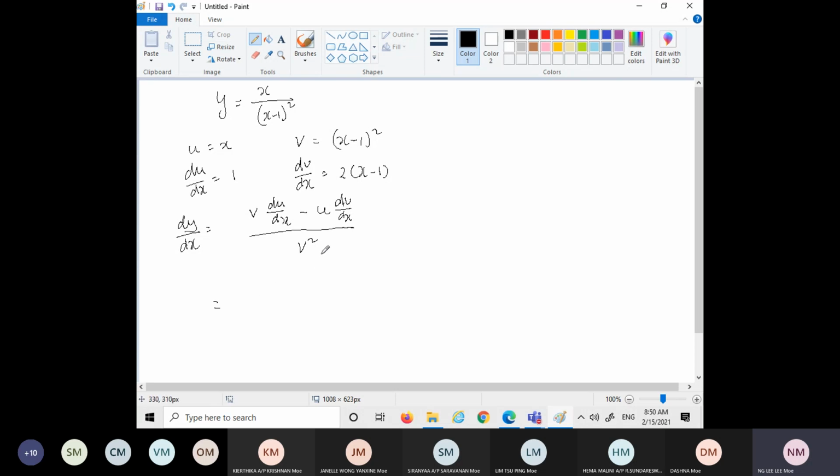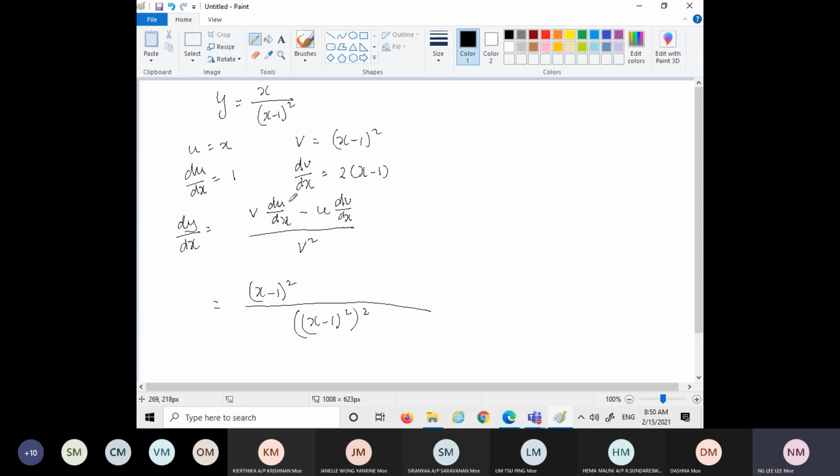Always, for me, I have difficulty memorizing this formula. So what I will remember is this. You see the v squared. Actually, v represents the bottom one, the denominator. So I remember the denominator: you just square it, the whole thing. After that, write back the denominator, which is the v.